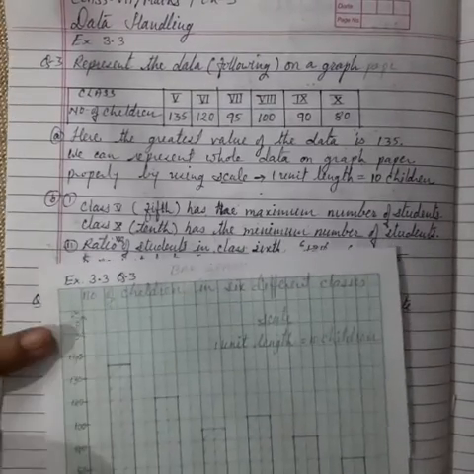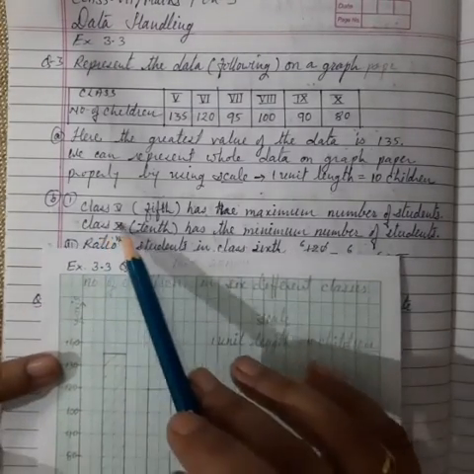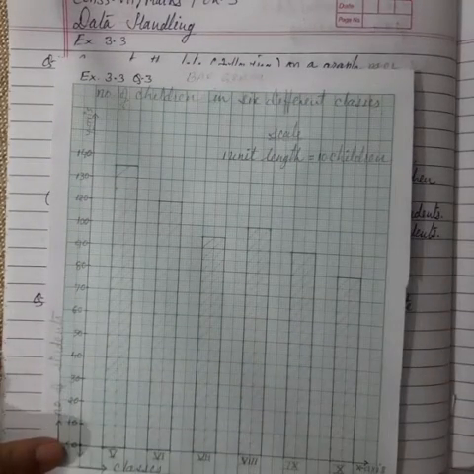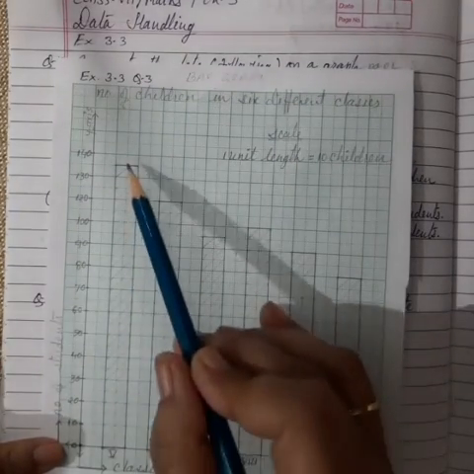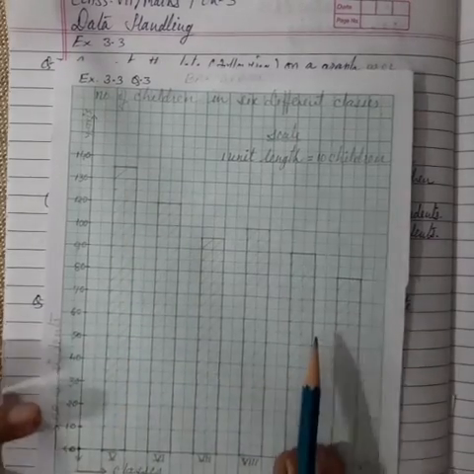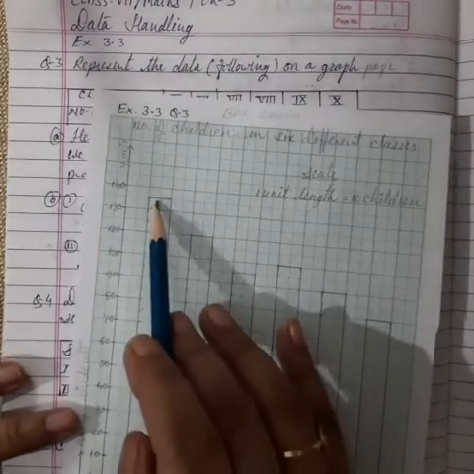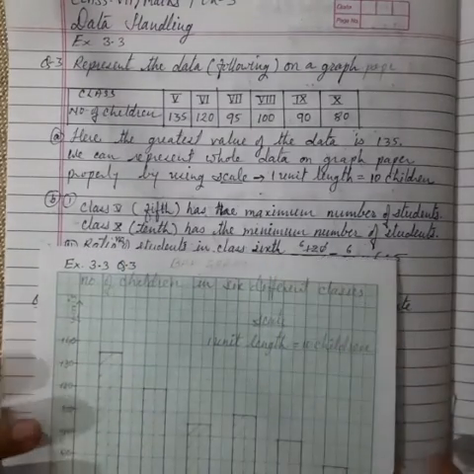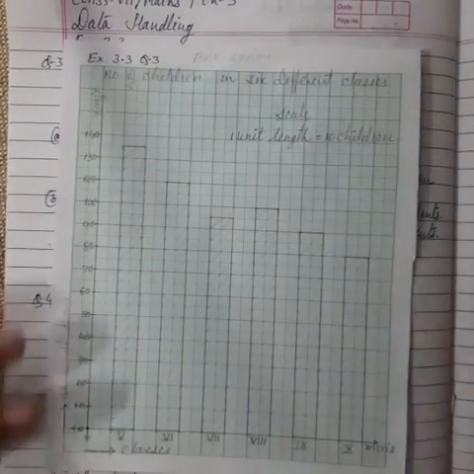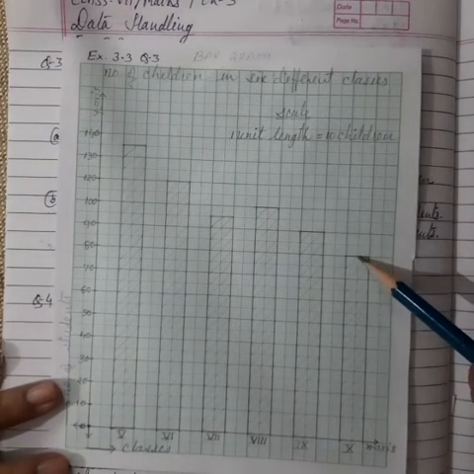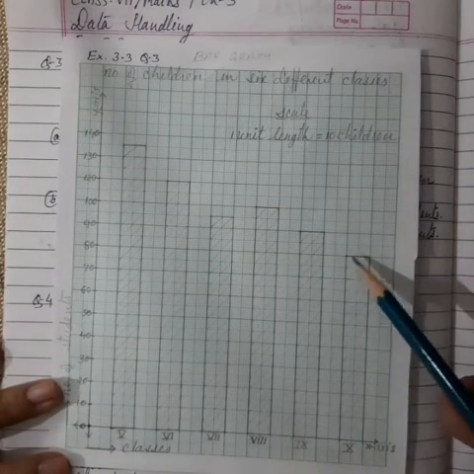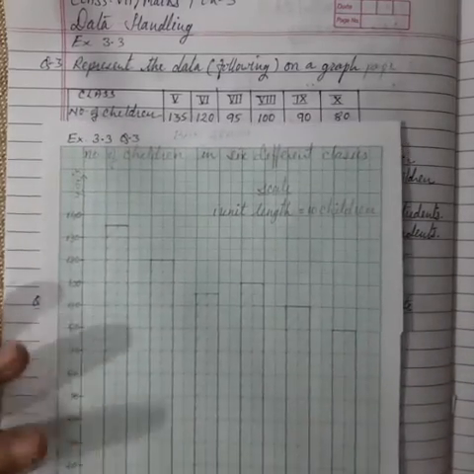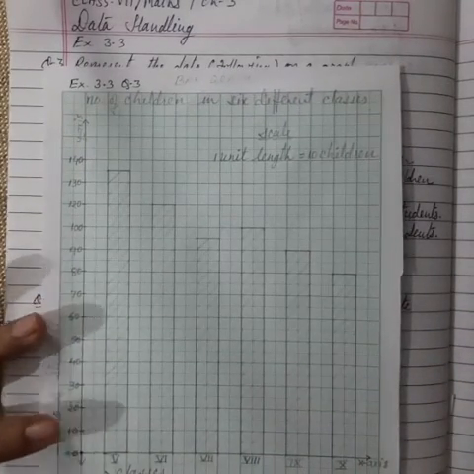So the other question is, which class has the maximum number of students? Now see, what is the maximum value? The tallest bar is for class 5. So class 5 has the maximum number of children. Which class has minimum number of children? Minimum, which is the shortest bar? This bar is the shortest bar. So this bar is for class 10. So class 10 has minimum number of children.